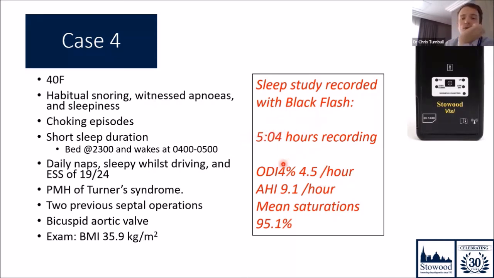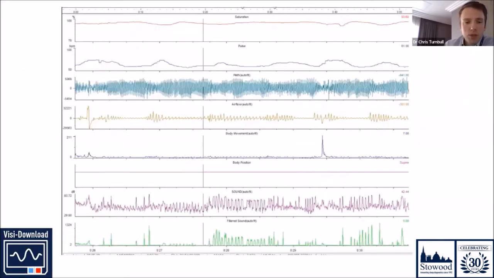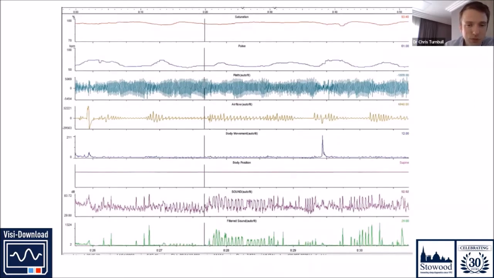So she had 5 hours of recording. If you look at her ODI, this was low, and her AHI was mild. So not that impressive numbers. But then if I play you the study, you get a different picture.